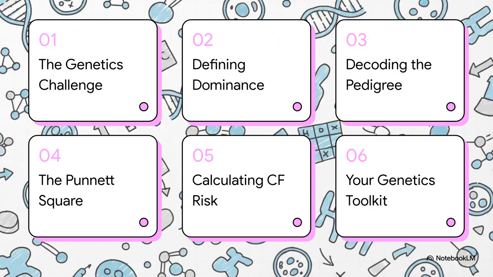Here's our game plan. We'll start by sizing up the whole challenge. Then we're going to break it down piece by piece. First, we'll nail down a key definition to get our foundation right. Then we'll decode that pedigree chart, build a Punnett square to predict what happens next, and finally, we'll tackle a tricky probability calculation. By the end, you'll have a complete genetics toolkit.